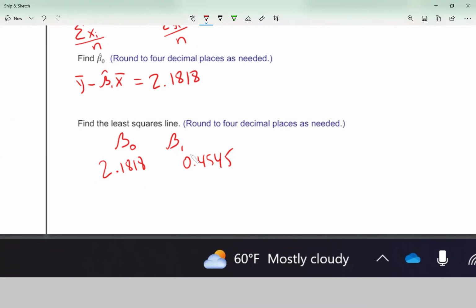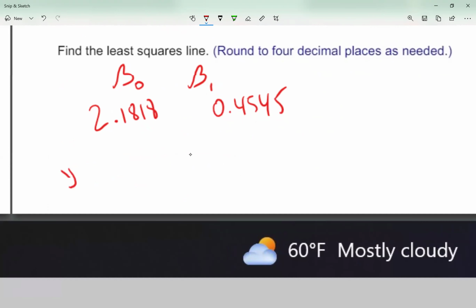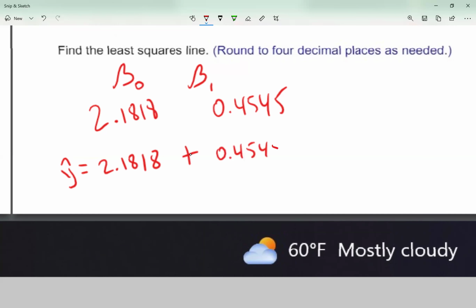So for your homework, let me write the equation. For the least squares line, I'm going to write y hat is equal to 2.1818, because I'm going to do my beta 0, plus 0.4545. We'd sometimes put it inside parentheses and then times x. Now this is the formula.